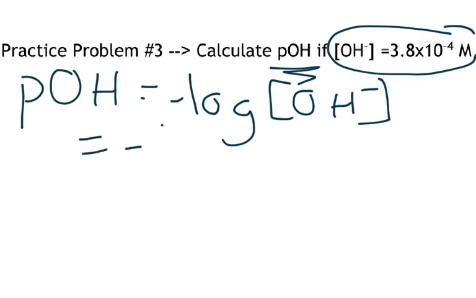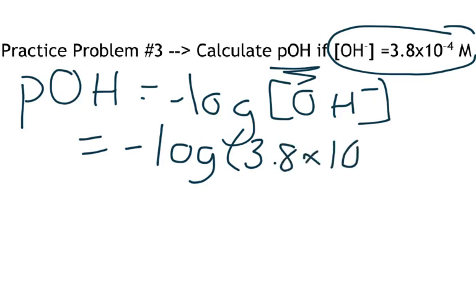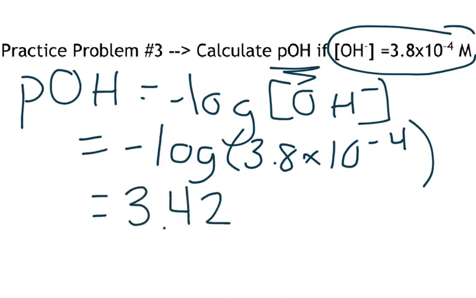So if I look at my formula, I have pOH equals the negative log of OH negative, the hydroxide. So I'm plugging it in just like before. I'll hit the negative key, the log key, and then I'll go ahead and put in my number, which in this case was 3.8 times 10, I'll hit the caret or the exponent key depending on my calculator, negative 4. And if I hit enter, I will get 3.42. Again, 2 decimal places, no units.